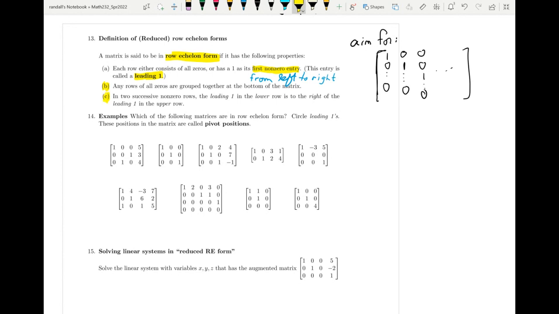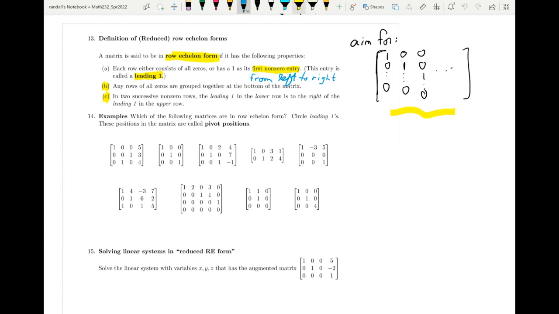And now for some orderly helpfulness to express our solutions more efficiently, we want the leading ones to move to the right as we go down the rows, like I sketched here at my aim. So in successive rows, as I go down, the leading one in the lower row is further to the right than the leading ones above. So I get this diagonal pattern here. All right, so that's what we're aiming for. So let's just look at some examples of matrices to identify whether they're in echelon form or not.